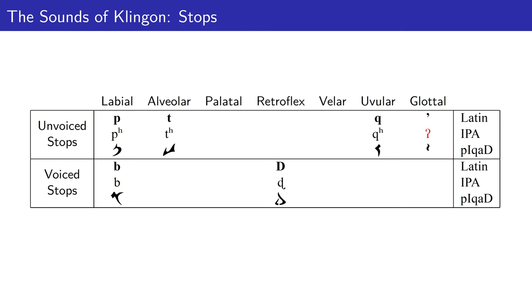In addition to P, there is also a voiced labial stop represented by the Latin letter B, pronounced b. The Latin letter capital D in Klingon represents a retroflex voiced stop. Duh.